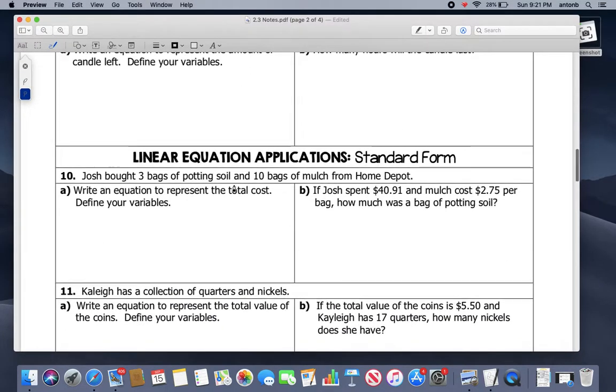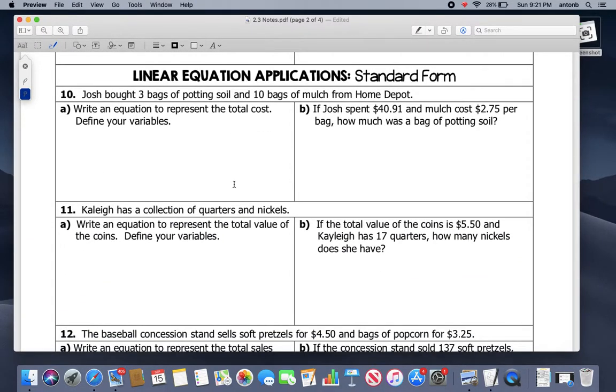Now look at standard form. Excuse me, sorry guys, I think I'm getting sick right now.